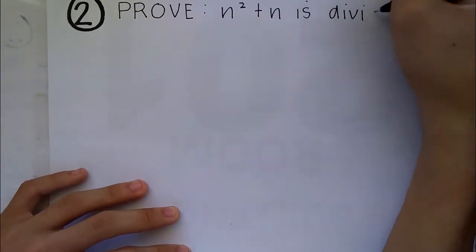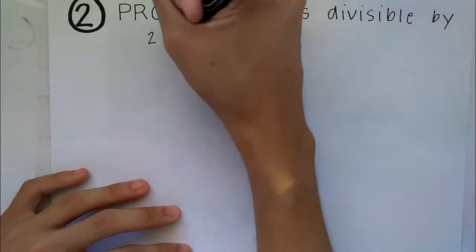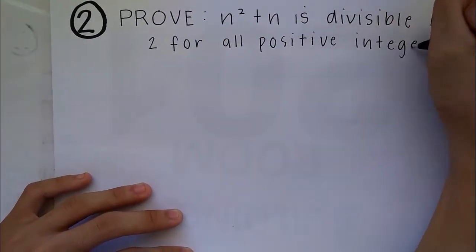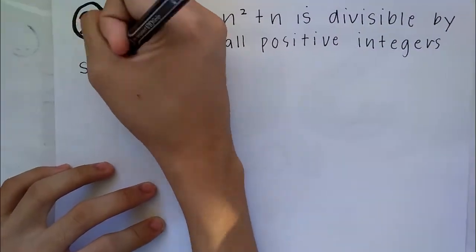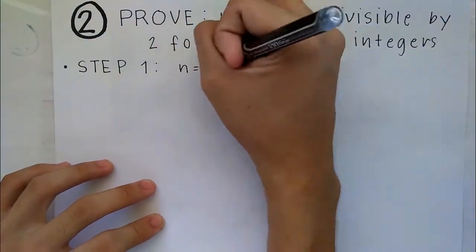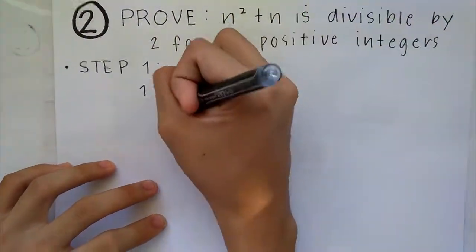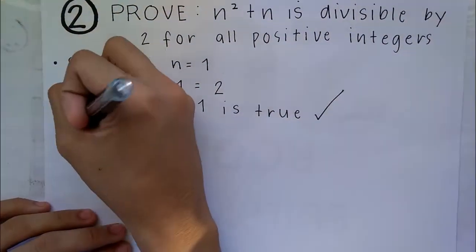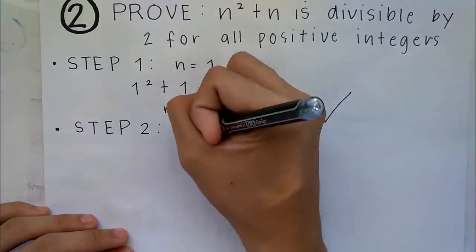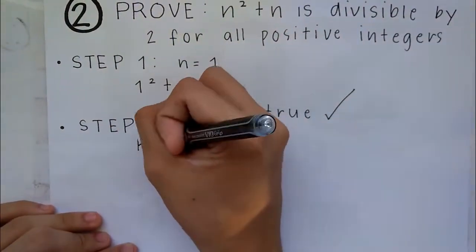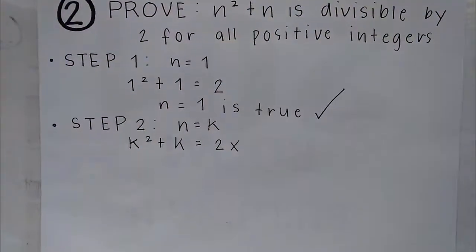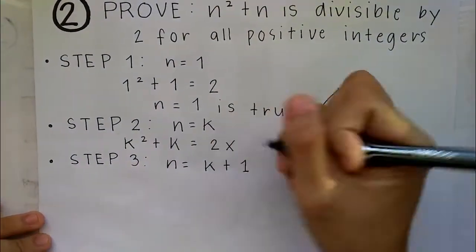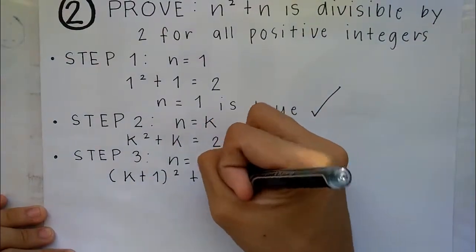n squared plus n is divisible by 2 for all positive integers. Step 1. Prove that n is equal to 1. So substitute the 1 to the n squared. 1 squared plus 1 is equal to 2. Step 2. Substitute all the value of n with k. Step 3. Use the value n is equal to k plus 1.